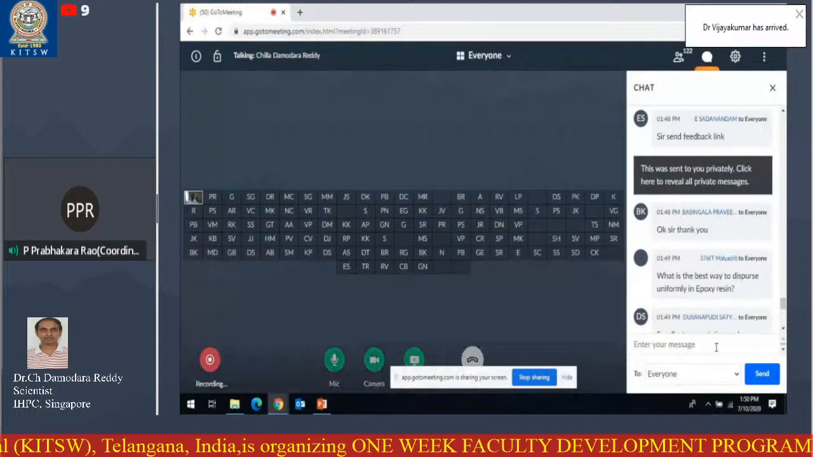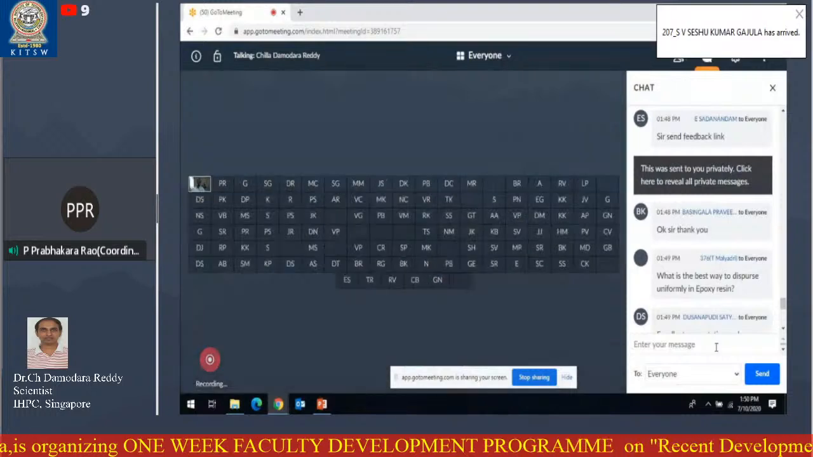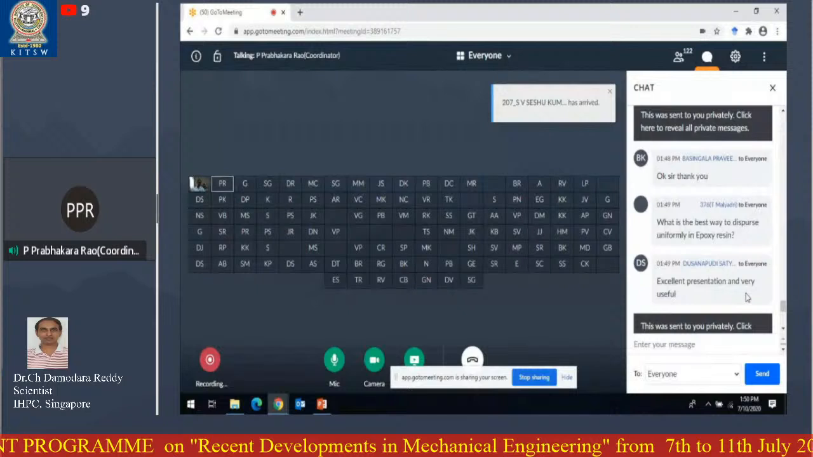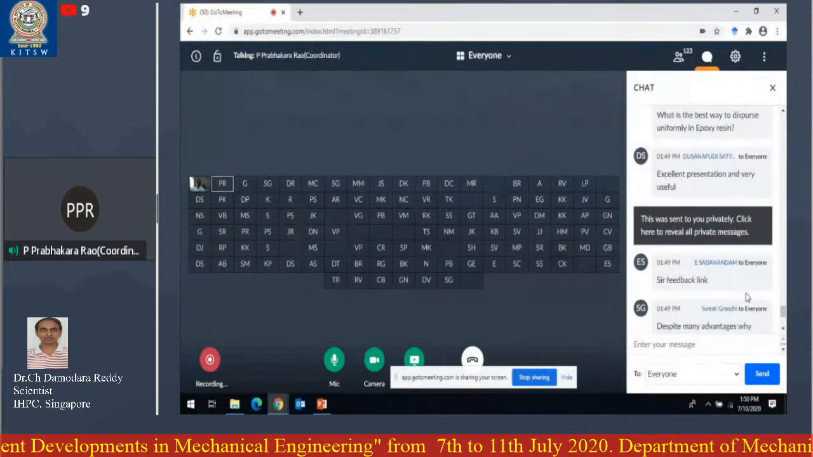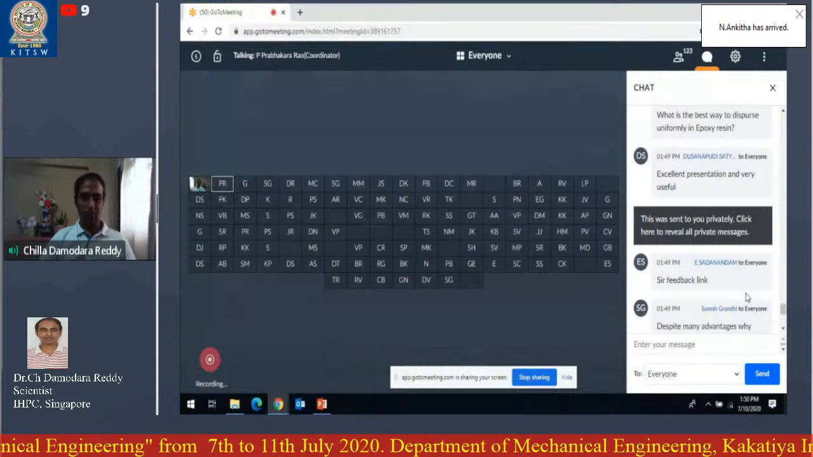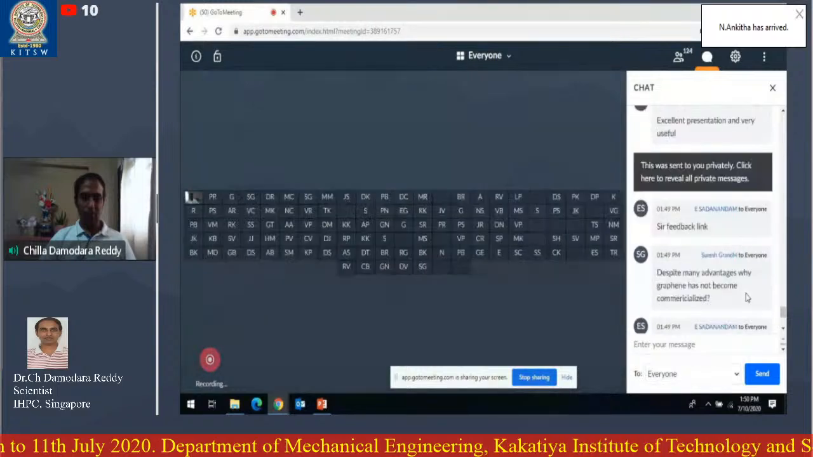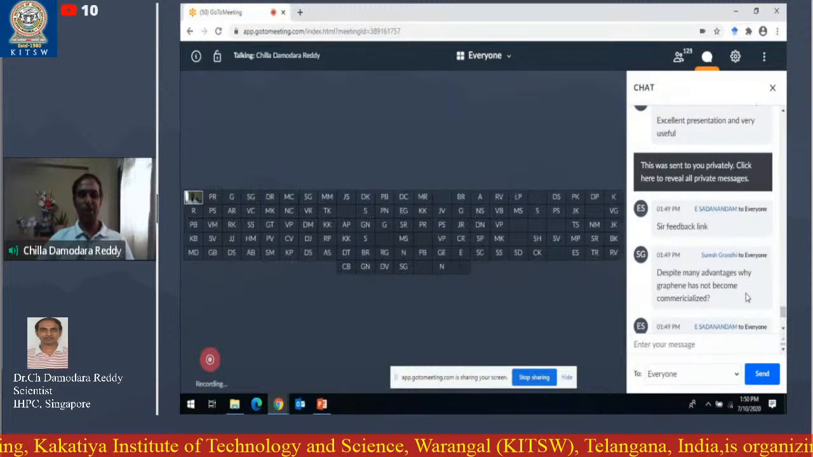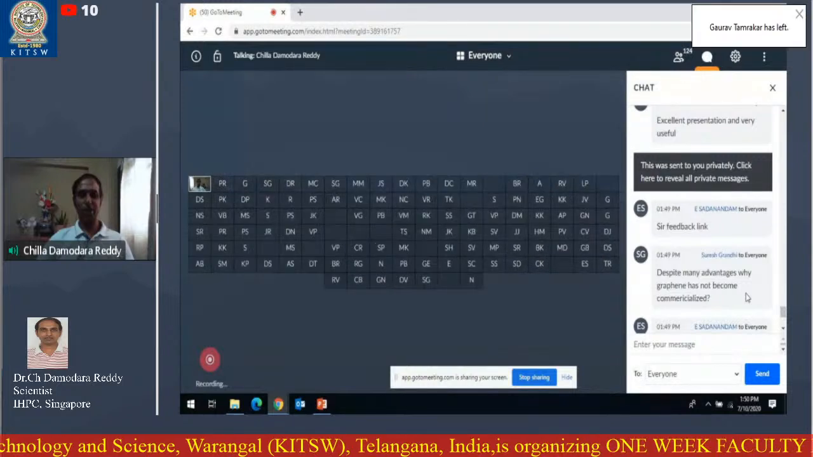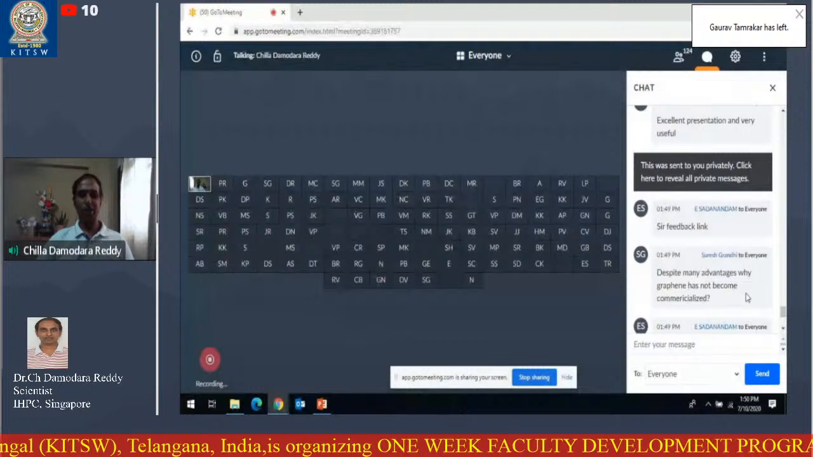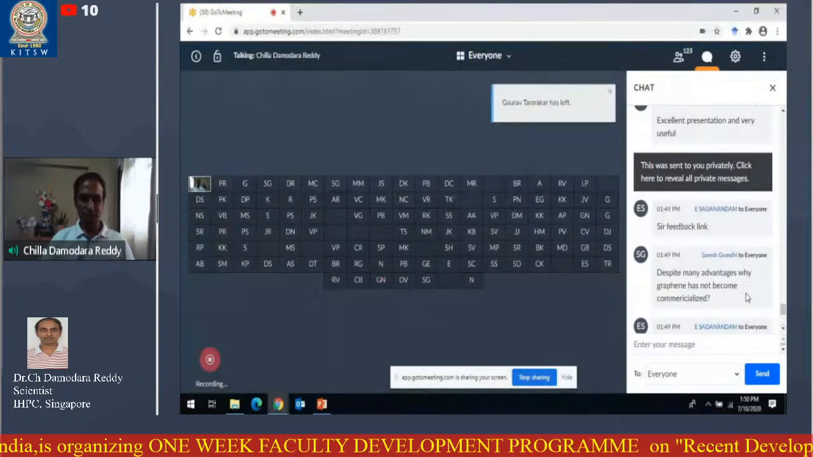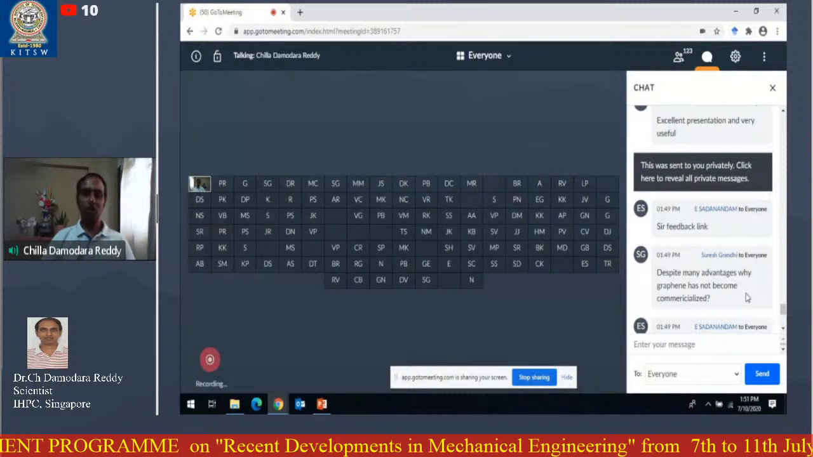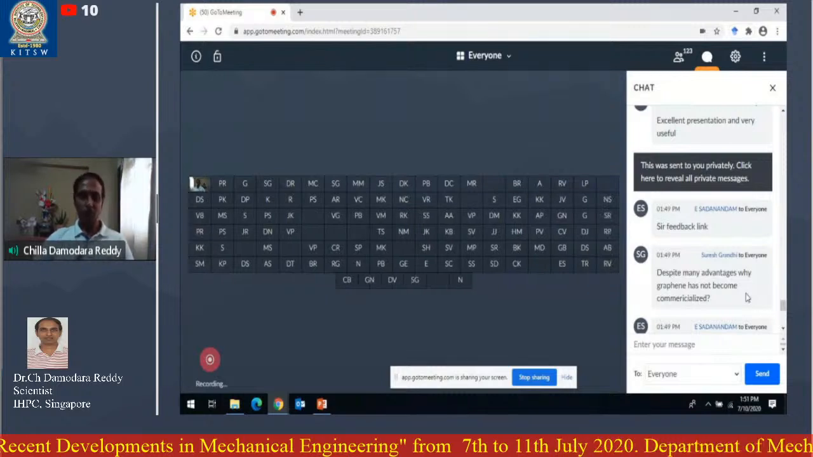Damu, there is one question in the chat box asked by Suresh Gandhi. He's asking, despite many advantages, why is graphene not commercialized? Yeah, because we can't use this material by taking scotch tape and removing one layer after another. So we have to synthesize it chemically. Chemical synthesis is very, very difficult for producing large graphene sheets or carbon nanotubes. If you have any defects and other things, then it is more vulnerable, and you cannot use it for a lot of applications.